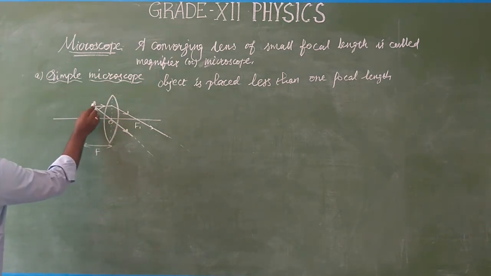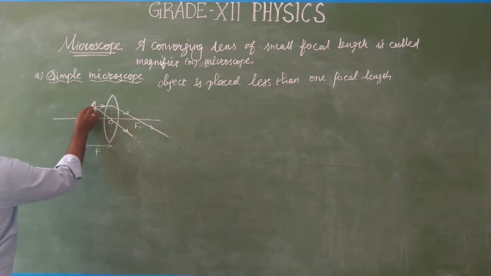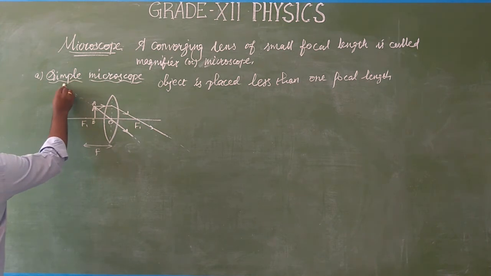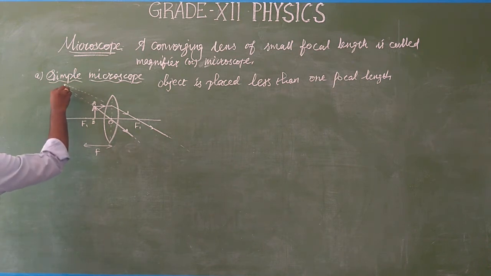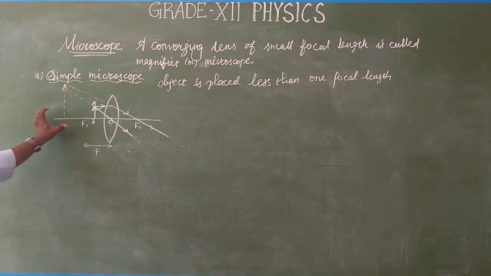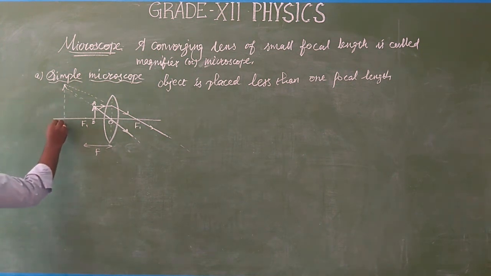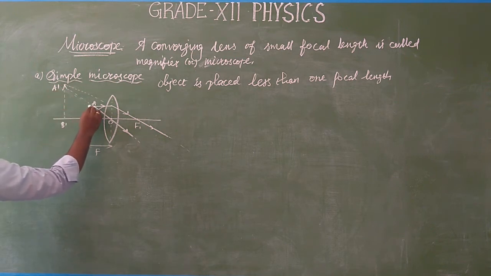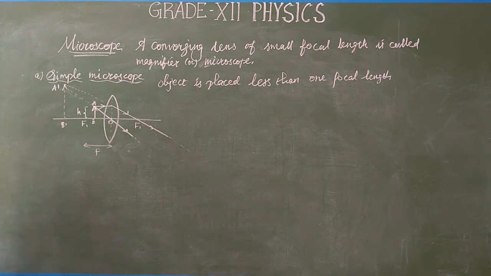So extend the rays backwards. By extending the rays backwards, it forms a final image which is on the same side of the object. So the final image is virtual, erect and enlarged. Let us say AB is the size of an object, that is h. What is h? Height of an object.